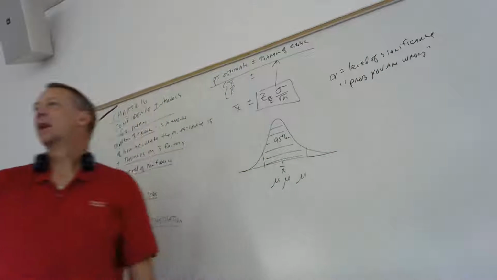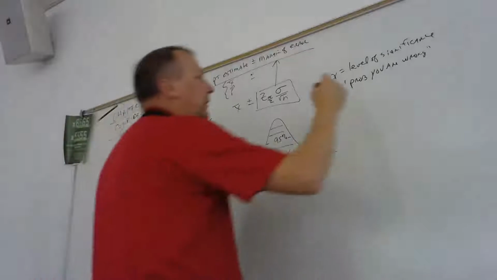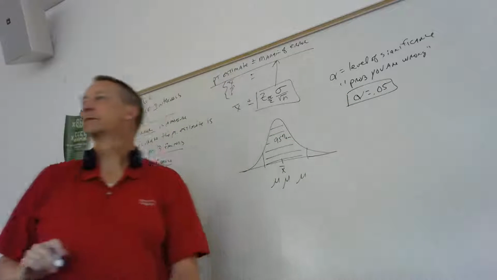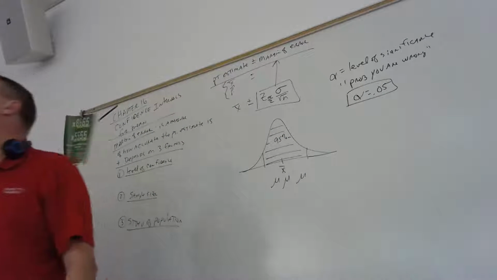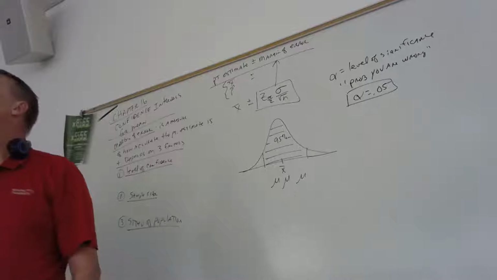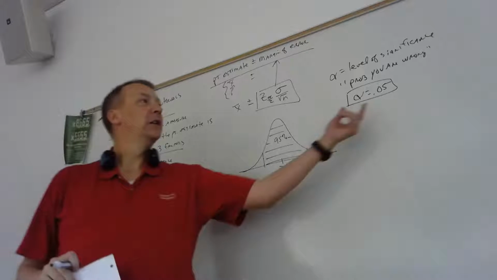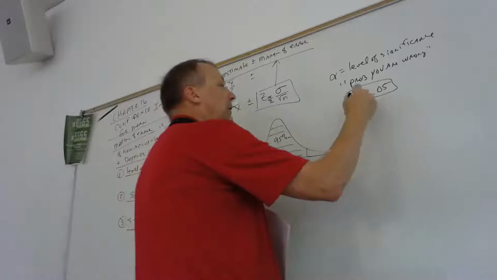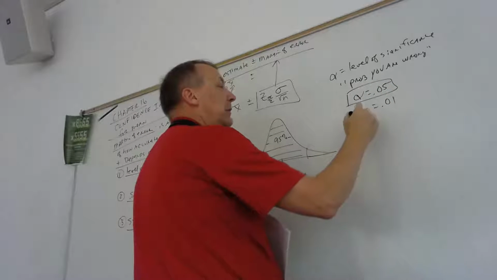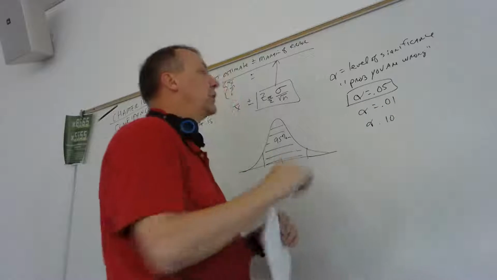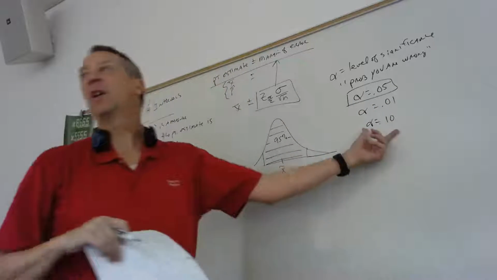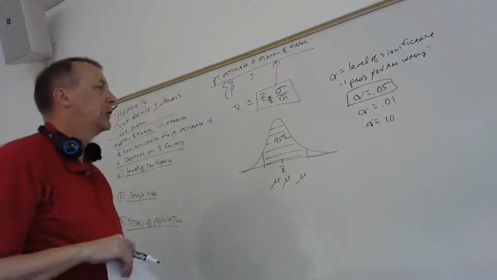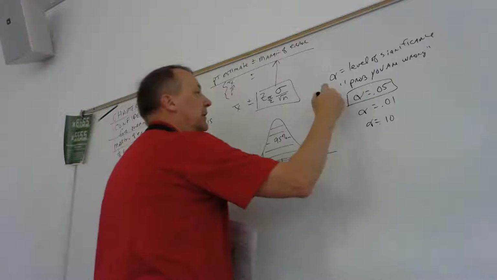Now, the most common alpha that we're going to use is 0.05. That's going to be your most common one. If I forget to ask you, if I say create a confidence interval and I don't give you an alpha, what are you going to assume? 0.05. The other 2 most common ones are 0.01 and 0.10. Usually you'll use 0.10 if you've got a small sample size. But 0.05 is the most common by far.